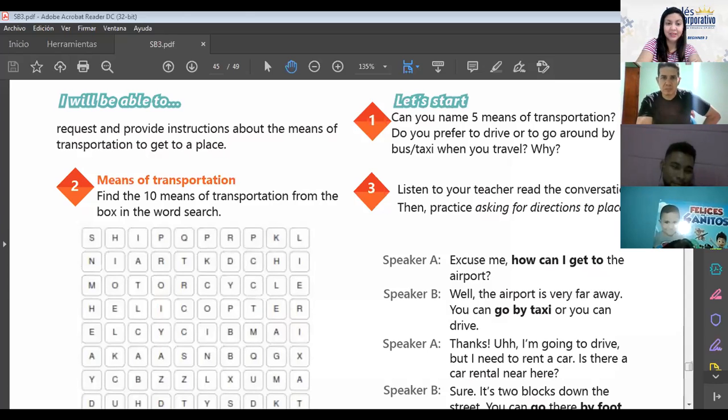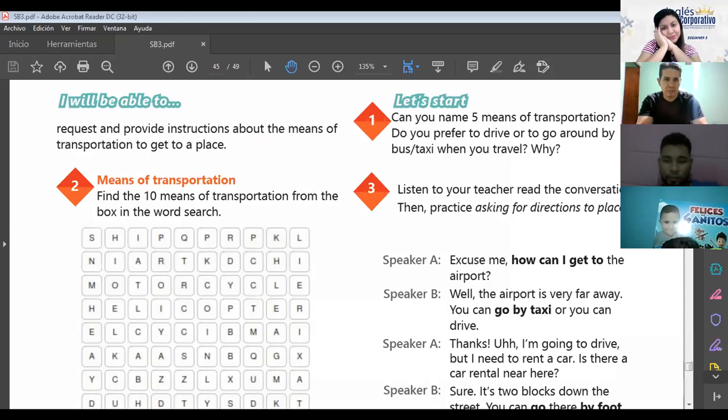Yeah, with 25 cents, imagine with 25 cents I can go downtown San Salvador and I can come back with 25 cents. Yes, so it's cheaper to travel by bus. But it's more dangerous. And it takes more time. And if it's raining, you get wet.